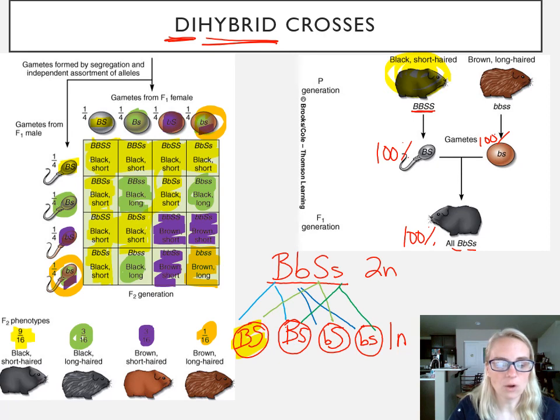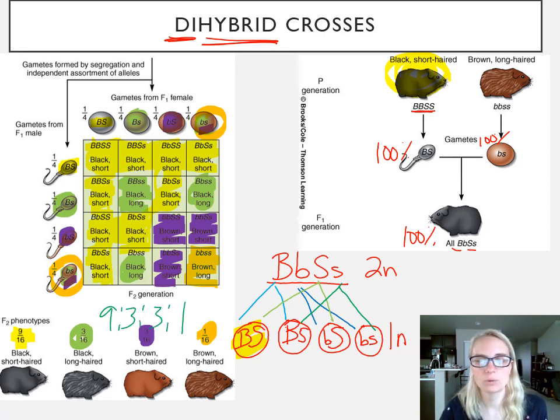So Mendel also came up with this when he was tracking 2 traits at a time. He called this the 9-3-3-1 phenotypic ratio, where in the monohybrid cross, it was a 3-to-1 phenotypic ratio. This produces a 9-3-3-1 phenotypic ratio for the dihybrid cross.